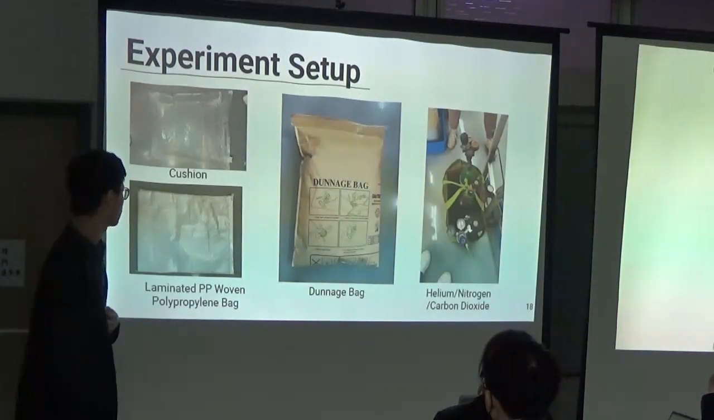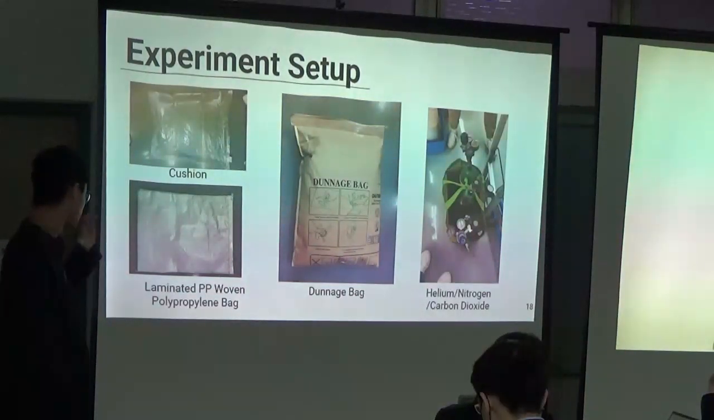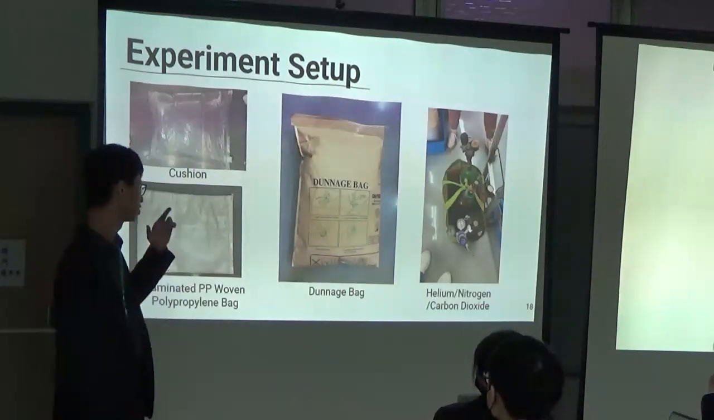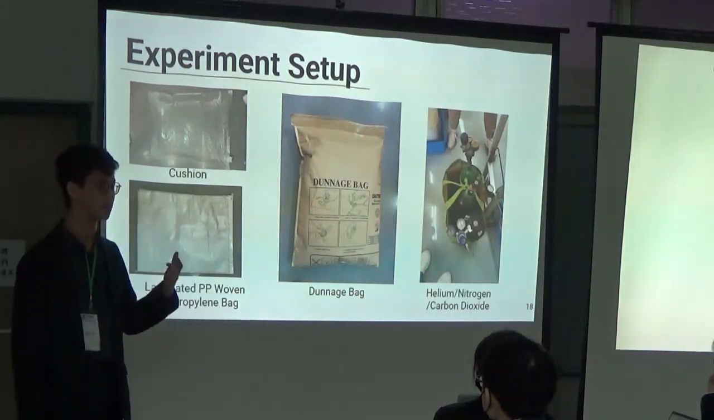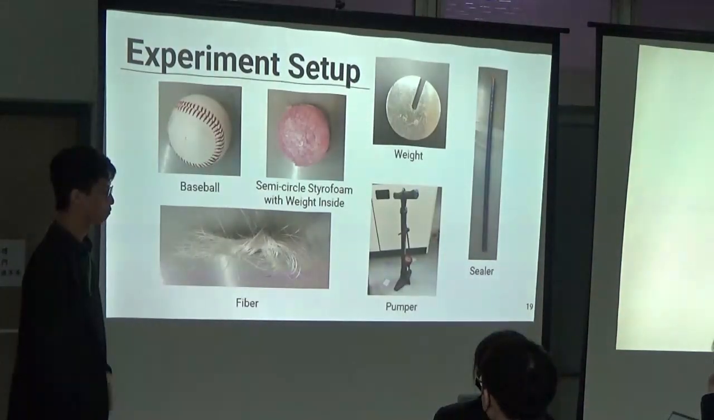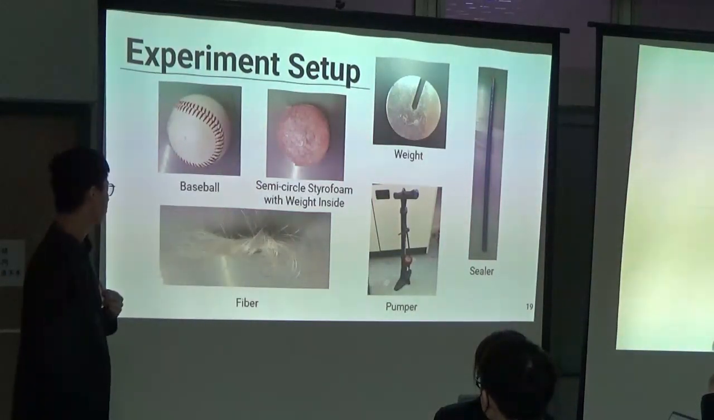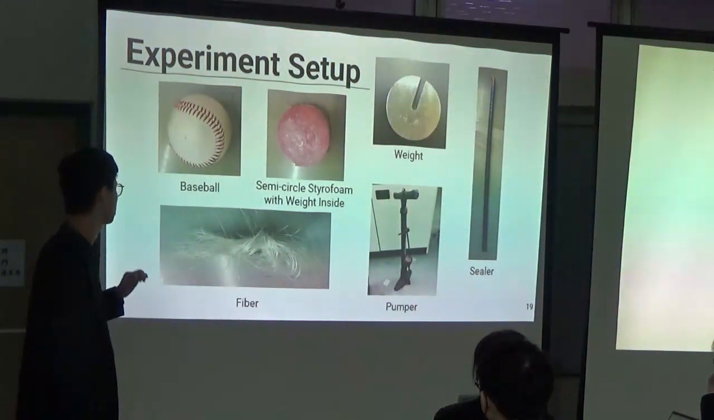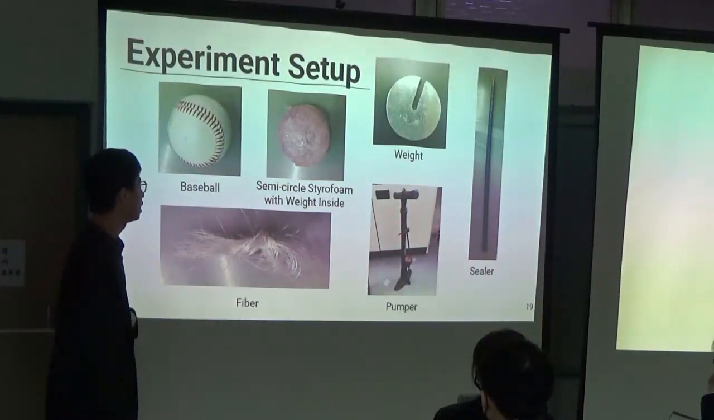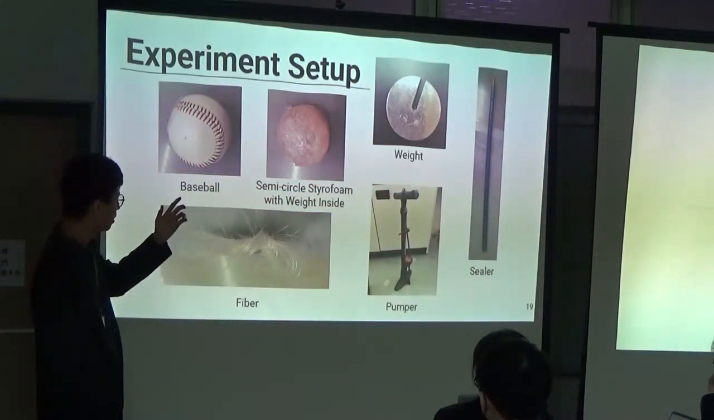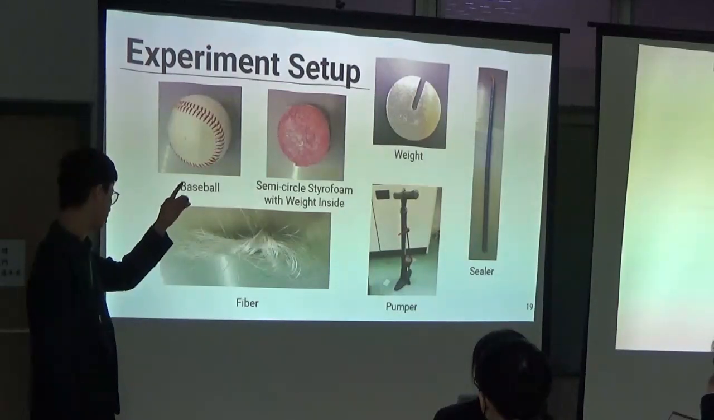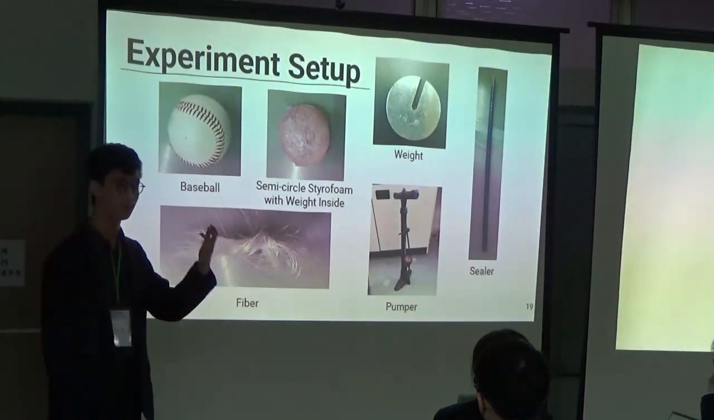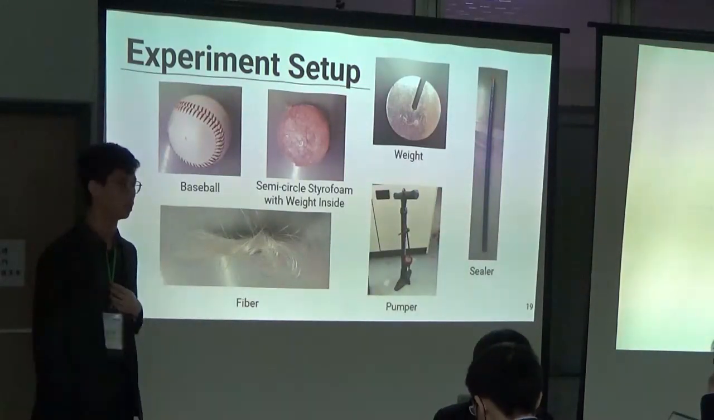For the experiment setup, we use a cushion made of laminated PP woven polymer bag and dunnage, and also different types of gases. We use a baseball and also a semicircle styrofoam with weight inside. And we also added weight as above, and also used fiber to stabilize the falling ball's position.